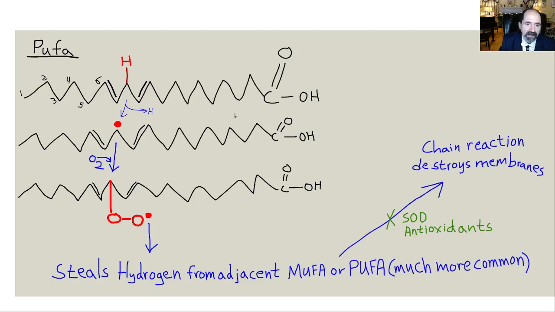So lipid peroxidation just means that the methylene bridge carbon is snatched off, gets converted to a free radical, interacts with oxygen, gets made into a peroxyl. Peroxyl is when there's 2 oxygens together. That also is a peroxyl radical, and that can lead to a chain reaction that destroys membranes.